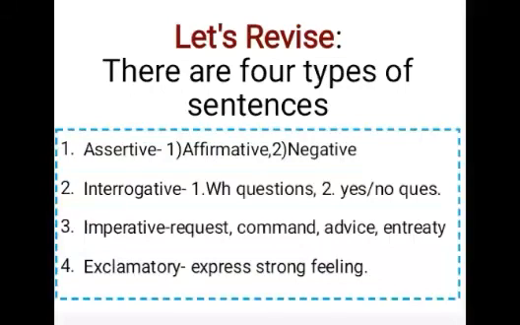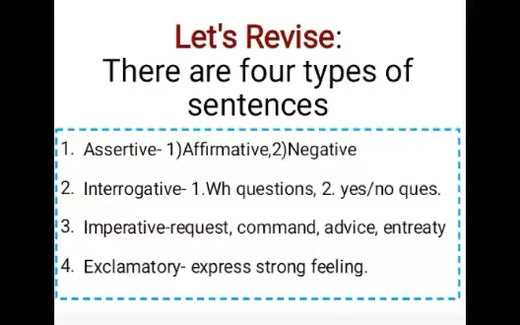Let's start today's session. But before that, let's quickly recall what we have seen in the previous lesson. There are 4 types of sentences: assertive, interrogative, imperative, and exclamatory. Assertive sentences are of 2 types: affirmative and negative. There are 2 types of questions: WH questions and yes/no questions.